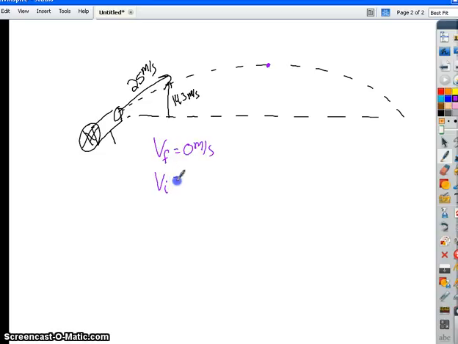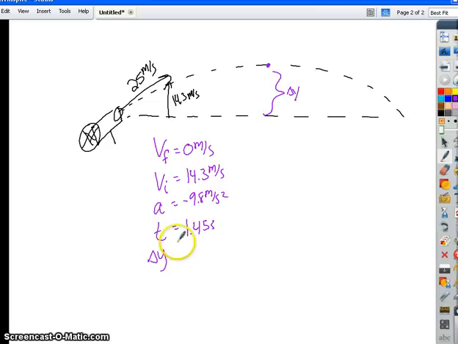The initial velocity is equal to 14.3 meters per second. The acceleration is equal to negative 9.8 meters per second squared. The time it's in the air to reach this highest point is 1.45 seconds. And so what is our delta y? What is our height?